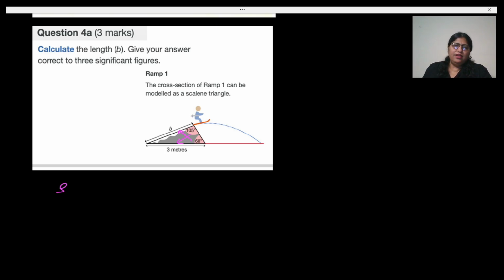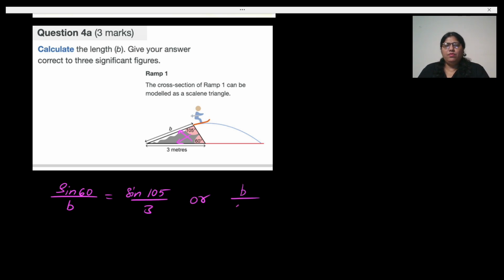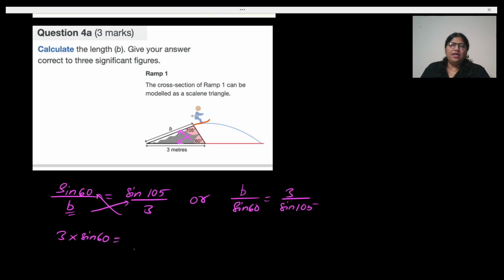If I take it here, sin 60 by B can be written as sin 105 by 3, or you can take the reciprocal and write B by sin 60 equals 3 by sin 105. Whichever way you feel comfortable, you can write it that way. Now make B the subject, so it becomes 3 into sin 60. If you have any doubt, just do the cross multiplication, take everything into the numerator.